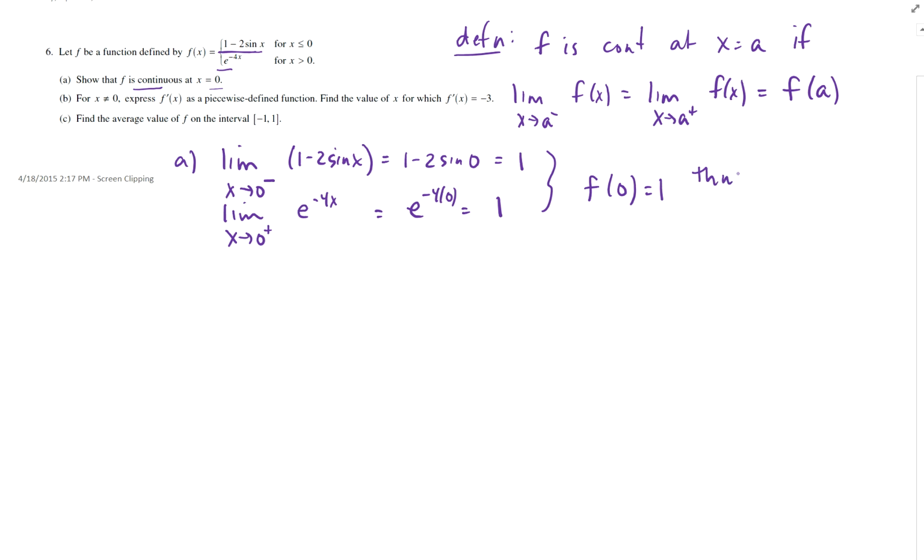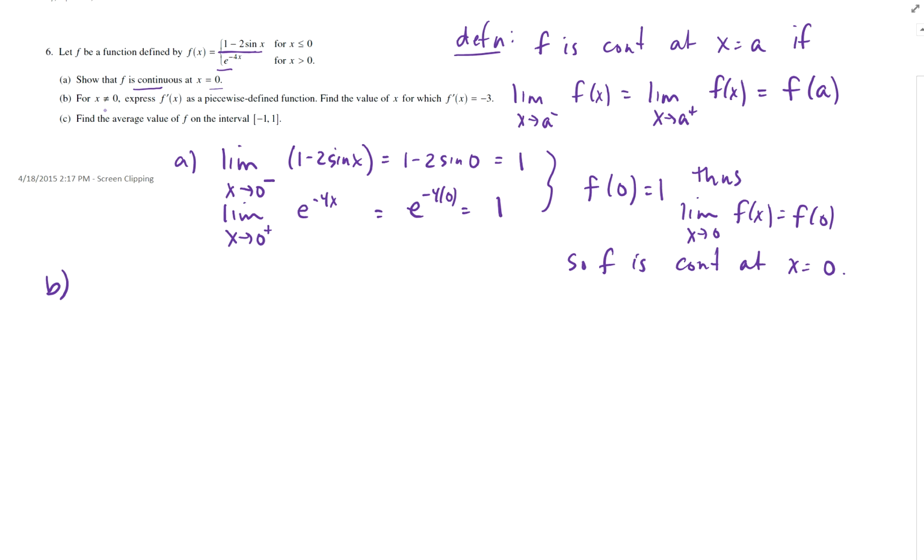Thus, the limit as x approaches 0 of f of x is equal to f of 0. So f is continuous at x equals 0. Okay, what we really did was just plug it in. We're doing what I said you need to do. We're just writing out the definition to show, using the definition of continuity, that f is continuous at x equals 0. Okay, b.